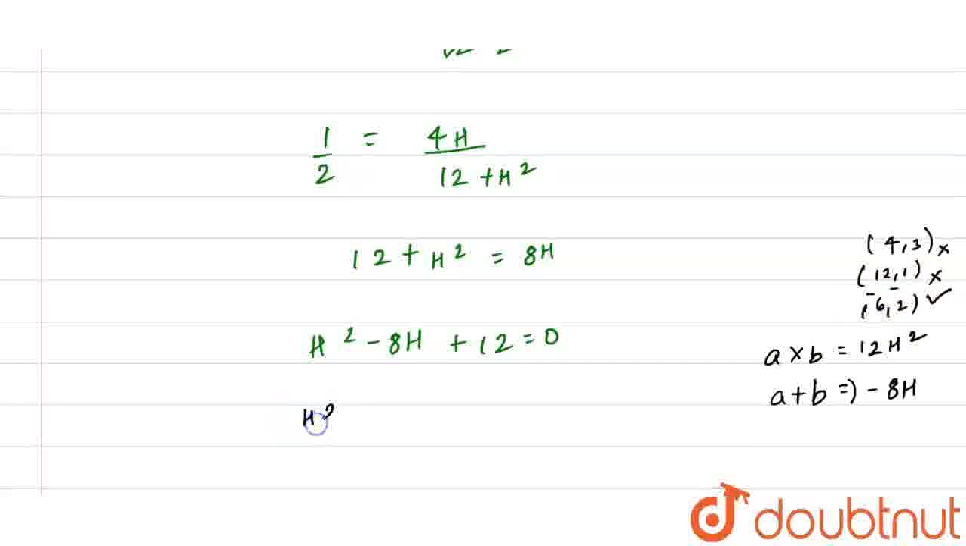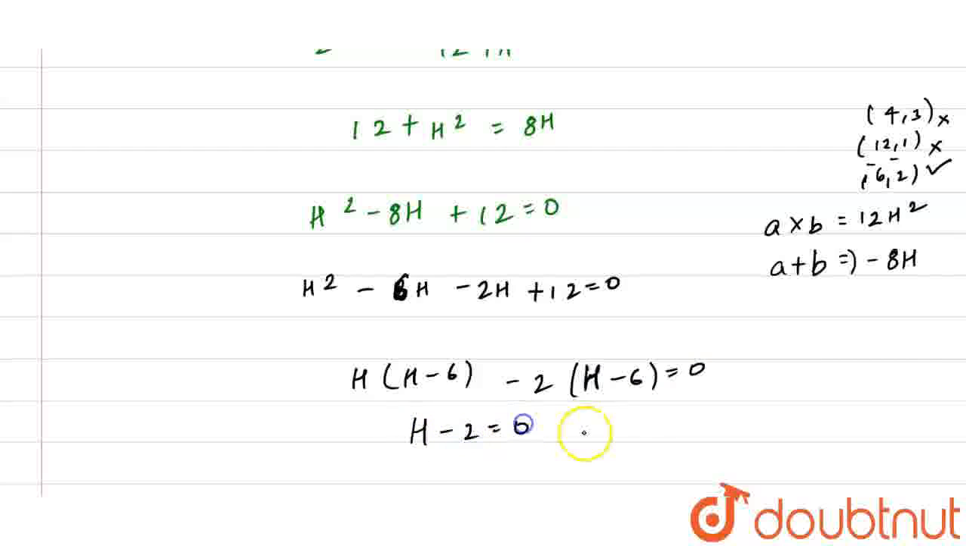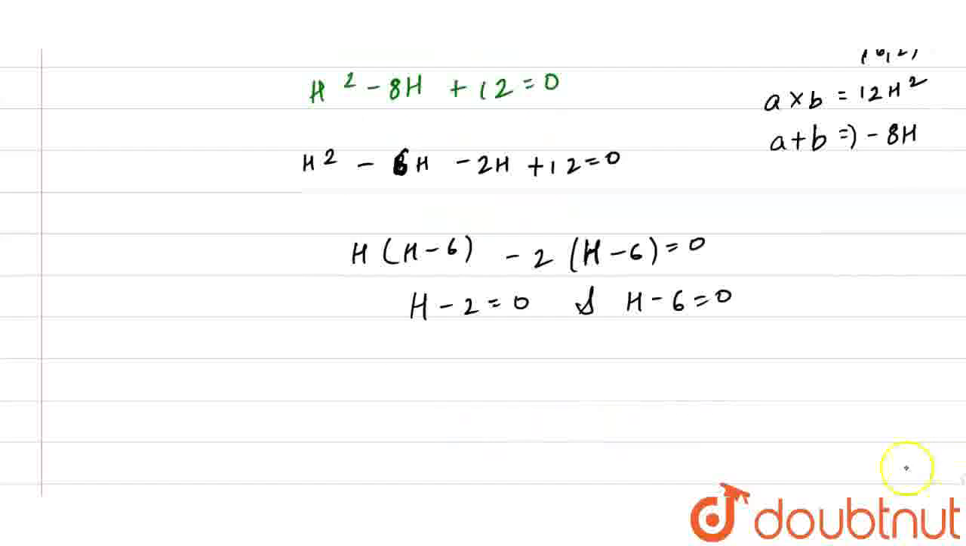So we can write h square minus 6h minus 2h plus 12 equals 0. Taking h common, we get h(h minus 6) minus 2(h minus 6) equals 0. So h minus 2 equals 0 and h minus 6 equals 0. We get two values, h equals 2 meter and 6 meter. So this is our final answer.